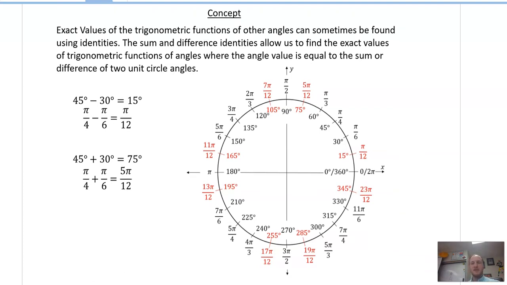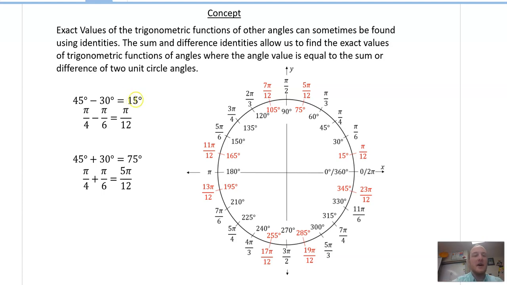The sum and difference identities allow us to find the exact values of trigonometric functions of angles where the angle value is equal to either the sum or the difference of two unit circle angles. So that's where it gets its name, sum and difference. We're going to look at this, but first, I want to introduce you to the idea.